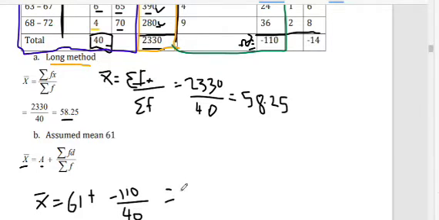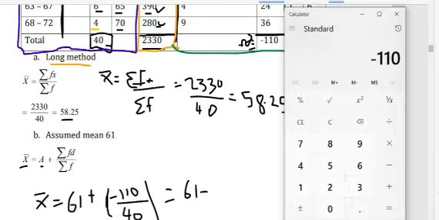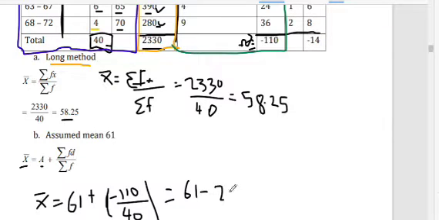So that will be equal to 61. You see that plus times minus. Let me just put it inside a bracket because of the minus sign. So plus times minus is what? Minus. I'll now do 110 divided by 40. That's 2.75.